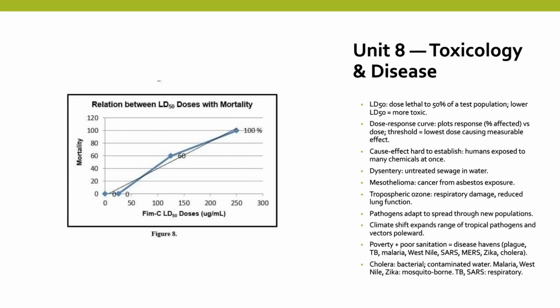Pollution-linked diseases come from sewage, asbestos, and respiratory damage from tropospheric ozone, lots of bad stuff. Pathogens are going to evolve, and climate change is shifting tropical diseases poleward. You should also know the following diseases like malaria, West Nile, Zika. Zika is also mosquito-borne, and TB and SARS are respiratory.